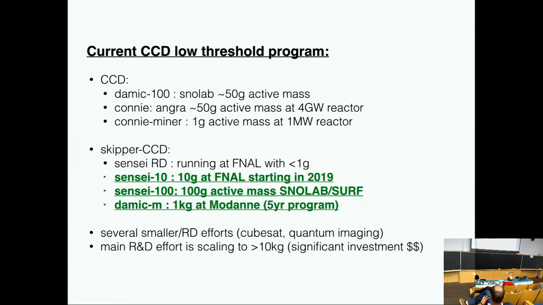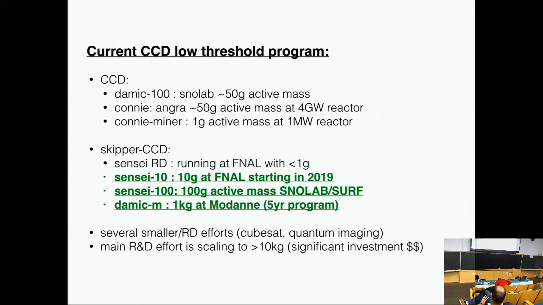It has some of the papers that I showed before, and more is coming from there. We have CONNIE running here at Angra with 50 grams of active mass next to a 4 gigawatt reactor. We have CONUS running at the miner reactor, so it's 1 gram of active mass at a 1 megawatt reactor. We just installed that, and we are talking with the group at Texas to understand the operations of it, but we are just starting that.